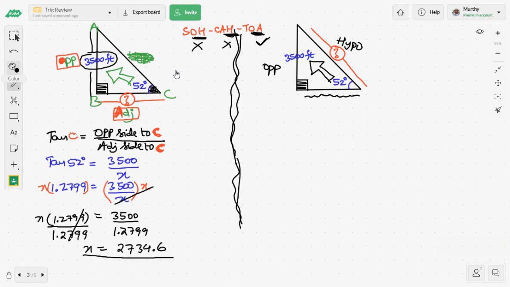Now whenever I have to choose which trig ratio to take, I always write my keyword, that is Sohcahtoa.